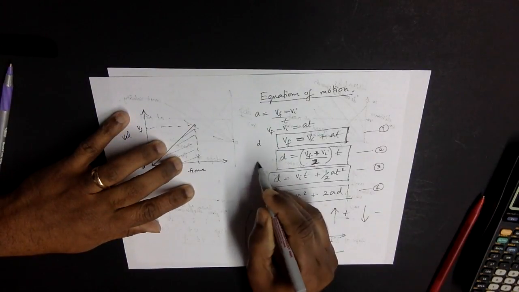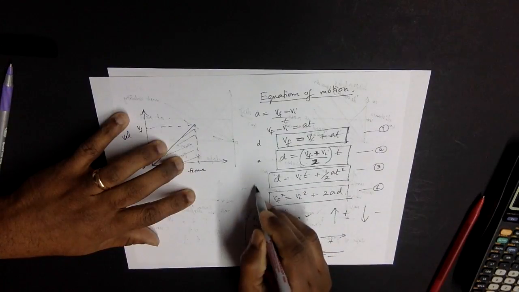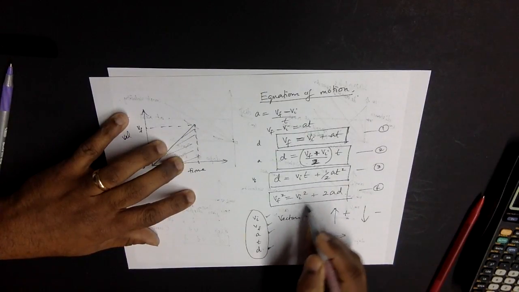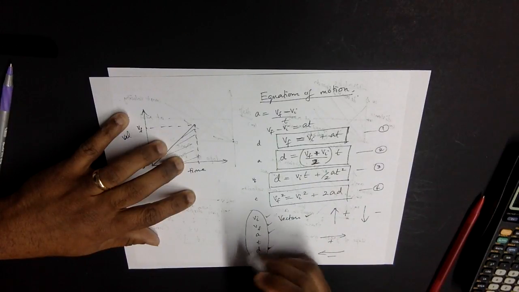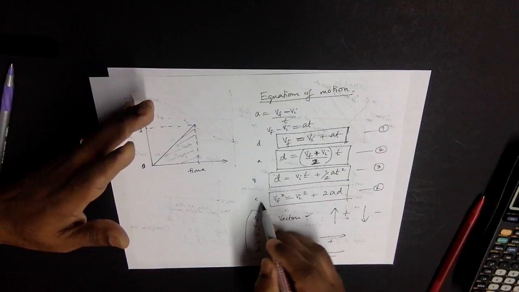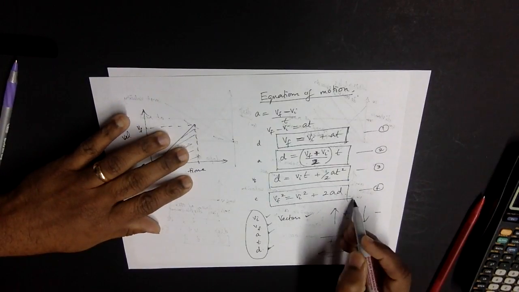Something is missing here. A is missing. And something is missing from here. That is, final velocity is missing. And something is missing from here, which is time is missing. So if you are given stuff, but time is not mentioned to you, then use this equation.